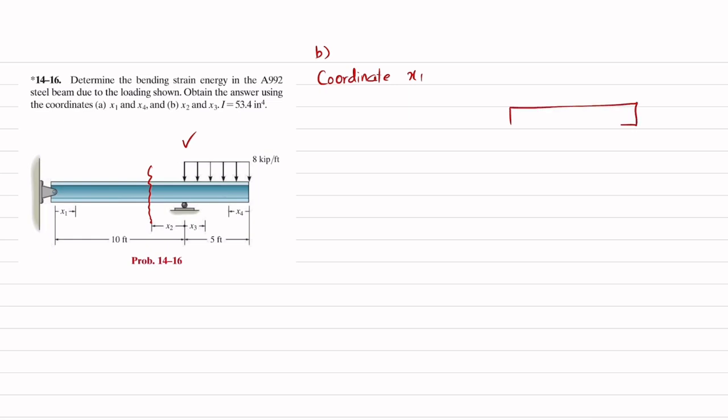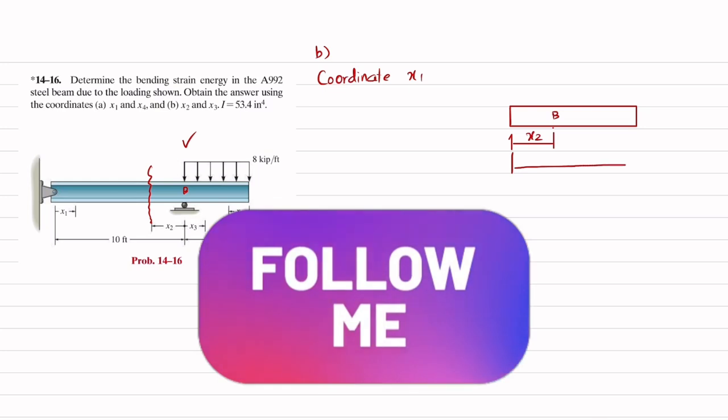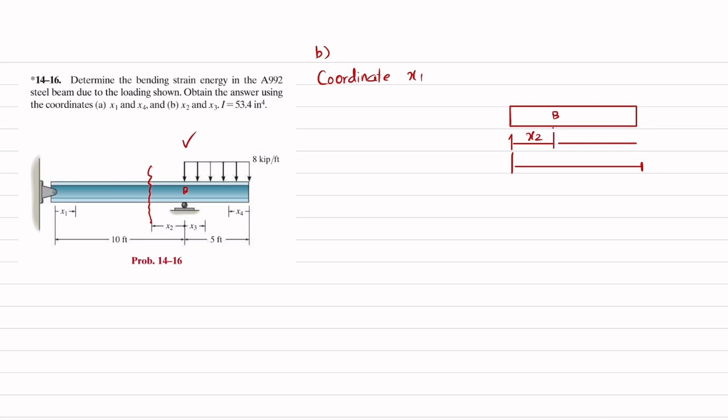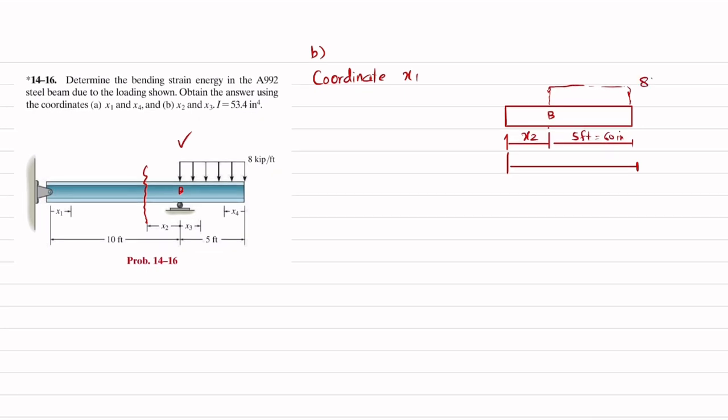So let me draw the free body diagram of this. This was your point B, and from point B till this was coordinate x2. Clear? This is x2, and the total distance is this one, and the remaining portion was given as 5 feet, or that is equal to 60 inch. And from this point till this point we have a uniformly distributed load of how much? 8 kips per feet.